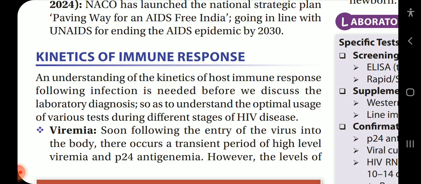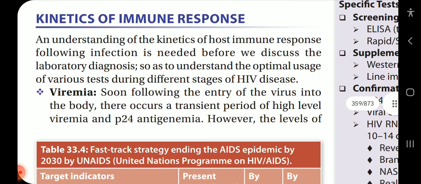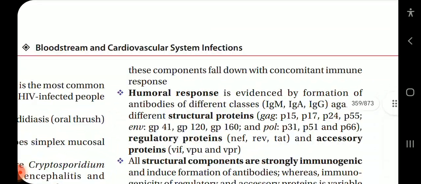Kinetics of immune response. Understanding the kinetics of host immune response following the infection is needed before we discuss the lab diagnosis, so as to understand the optimal usage of various tests during the different stages of HIV disease. First, viremia. Soon following the entry of the virus into the body, there occurs a transient period of high level of viremia and P24 antigenemia. However, the levels of these components fall with concomitant immune response.